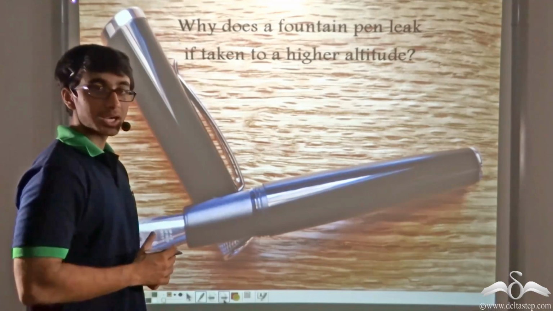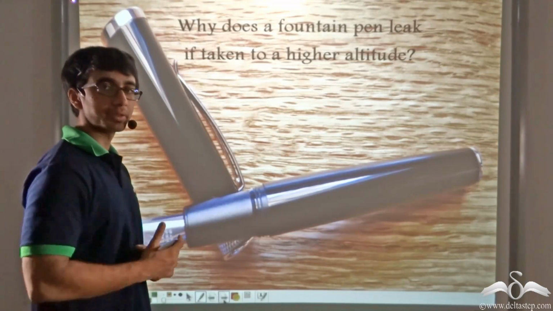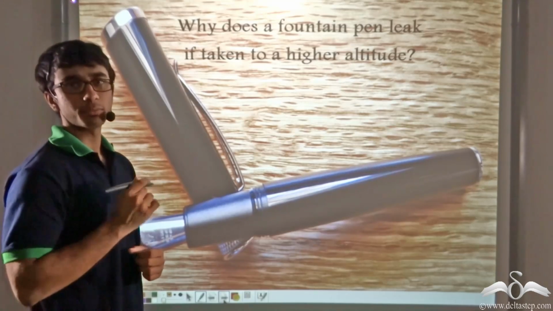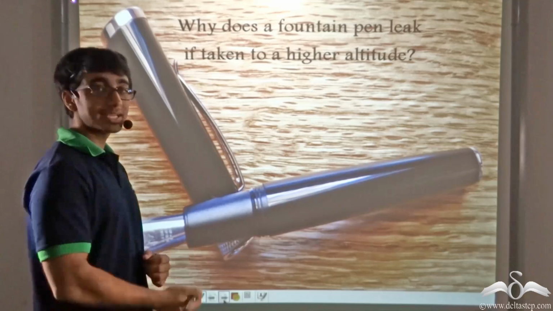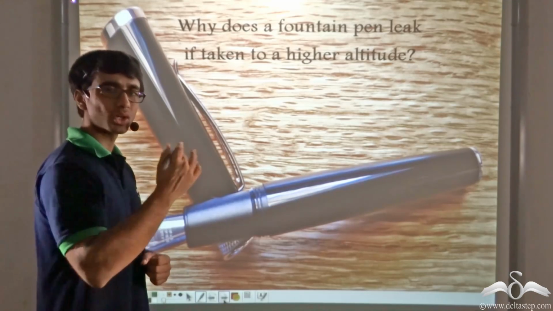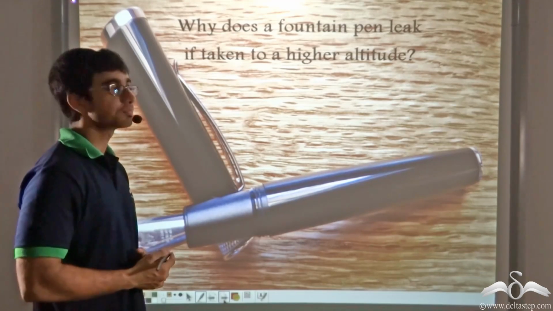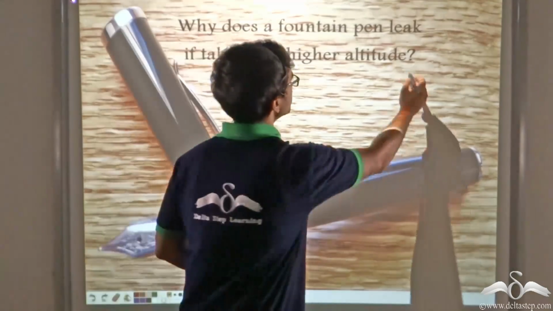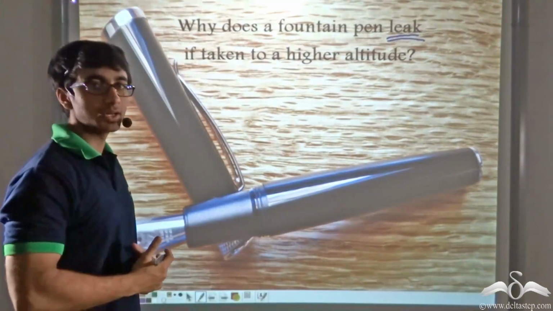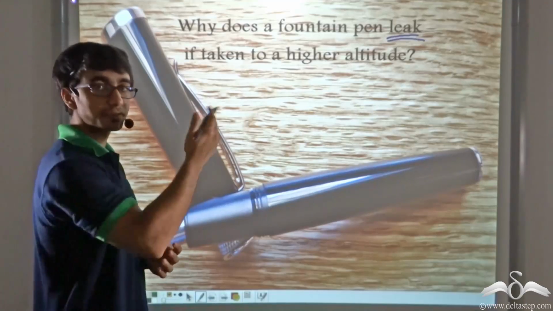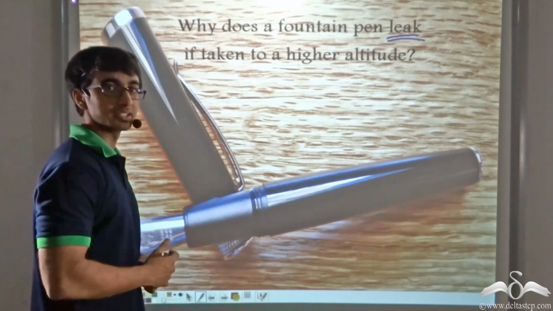Now, normally, under normal working conditions of the fountain pen, you will find that it functions properly and ink does not leak. However, if you take the same fountain pen to a higher altitude, let's say a hill station, you will find that it starts to leak. Why is it so? Let us find out the reason behind the leaking of the fountain pen and explain it scientifically.